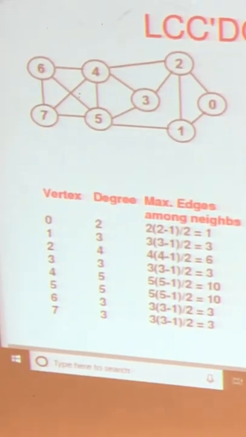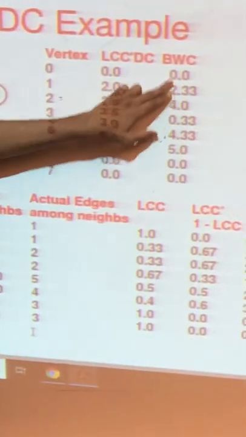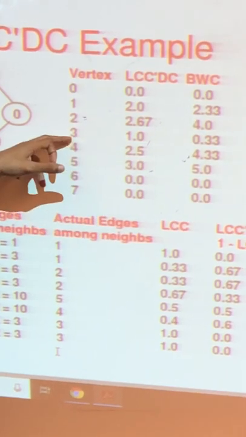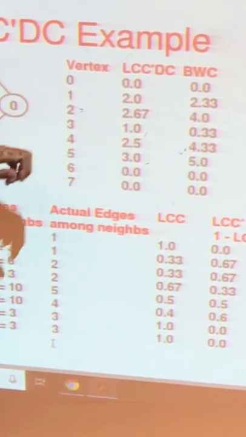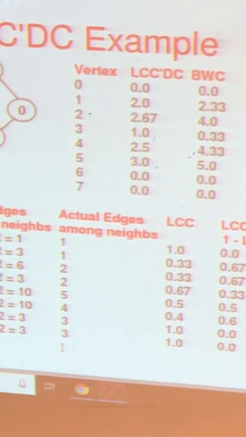We want to rank the vertices based on betweenness centrality. So based on the values here, which vertex has the largest betweenness centrality? Vertex 5. Okay. Then you have vertex 4, then vertex 2, and then vertex 1, and so on. Again, 0, 6, and 7 have betweenness centrality of 0.